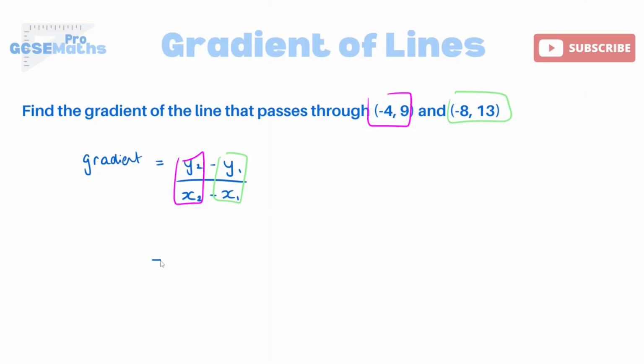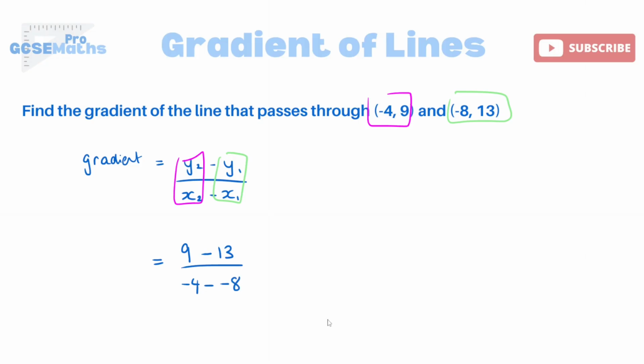Remember that y is always at the top. I think it's quite easy to mix that up because obviously in terms of the coordinates, the x values are written first. But it's the y coordinates we need to put at the top. So 9 minus 13. And then matching that, 9 goes with minus 4, so minus 4 first. Now be careful here, we're still finding the difference, we're still finding the change. So minus or subtract negative 8.